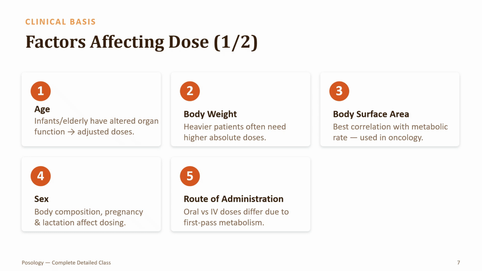Second is body weight. Heavier individuals generally have a larger volume of distribution, so many drugs, especially those dosed per kg, require a higher absolute dose in patients with more weight. Next is body surface area. It is used when a very precise correlation with the metabolic rate is needed, critical for narrow therapeutic index drugs like anti-cancer chemotherapy agents. Next is sex. Women generally have a higher fat to lean body mass ratio, lower body weight on average, and hormonal differences like menstruation, pregnancy, and lactation that can alter drug metabolism and the required dose.